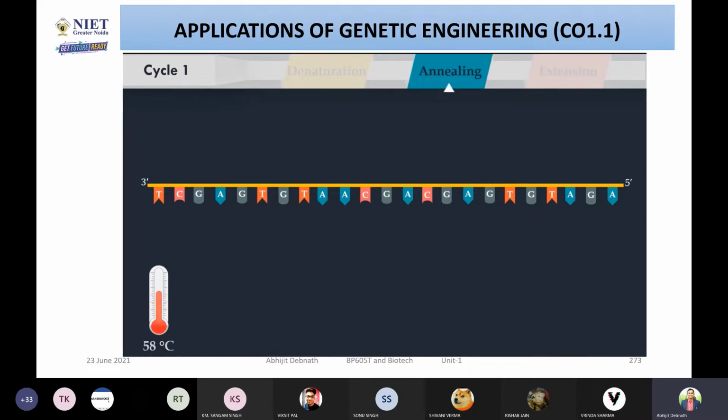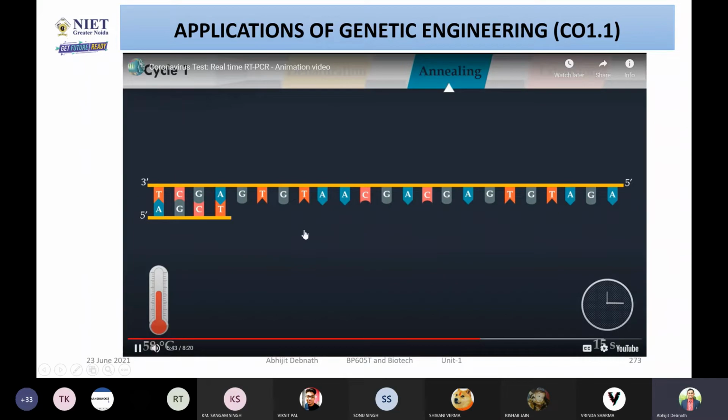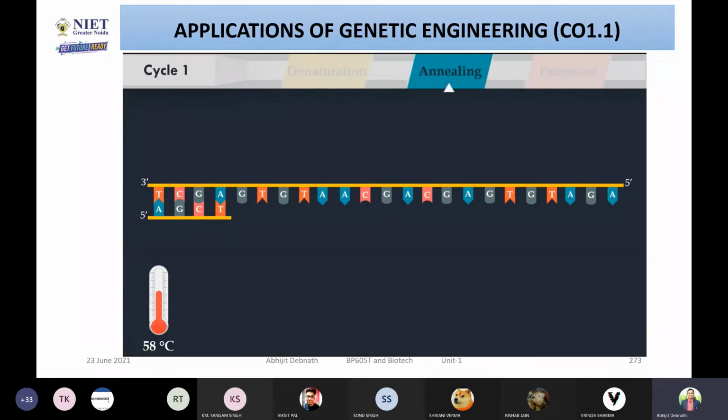In the next step, annealing, the reaction temperature is lowered to 58 degrees Celsius, allowing annealing of the forward primer to its complementary part of the single-stranded DNA template. See, this part actually comes from our viral RNA. DNA was formed. Now that part actually is synthetic. We made it; it is not from the virus. From the virus RNA, we actually got this. Now these things will help to make multiple copies. The annealing temperature relies directly on the length and composition of the primers.